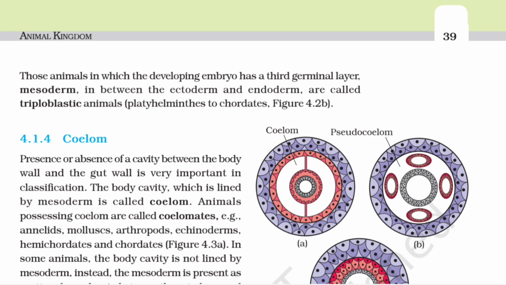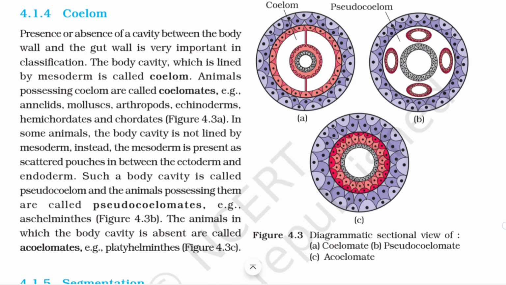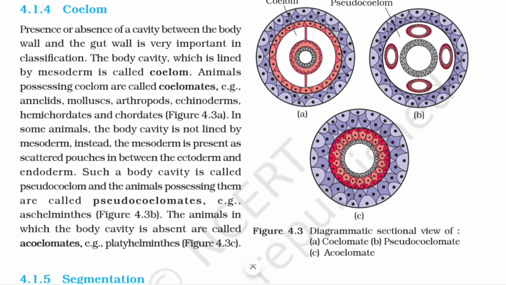Figure 4.2b. 4.1.4 Coelom. Presence or absence of a cavity between the body wall and the gut wall is very important in classification. The body cavity which is lined by mesoderm is called coelom. Animals possessing coelom are called coelomates, for example annelids, mollusks, arthropods, echinoderms, hemichordates and chordates, figure 4.3a.